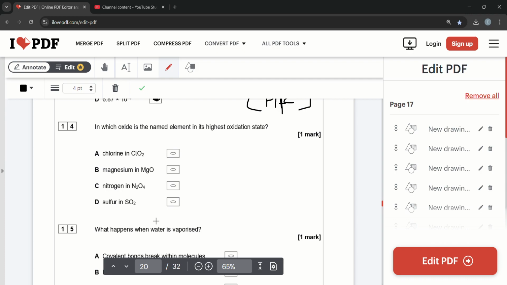Which oxide is named element in its highest oxidation state? I got this wrong the first time I attempted it. I was like, how did I get this wrong? Because I didn't read the question properly. It's a very tricky question.